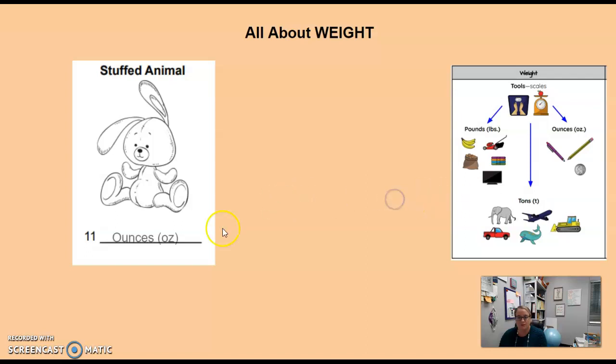That's right, I would use ounces. And I can either write ounces or I could just put OZ. Now with ounces, you have to be a little bit careful because as we're going to learn tomorrow, there's also fluid ounces. But if we're talking about fluid ounces, that means it has to have a liquid. A bunny rabbit or any kind of stuffed animal usually isn't full of water or some kind of liquid. So it's just regular ounces and it's just going to be ounces and then OZ.